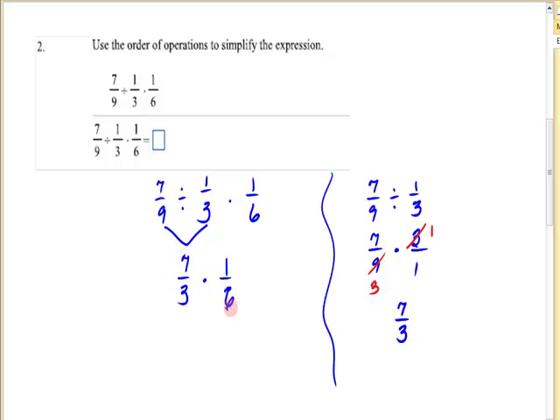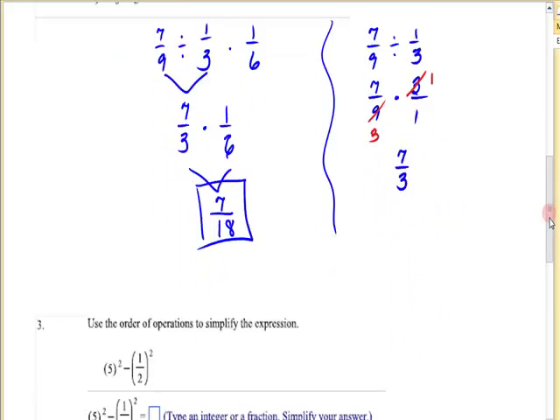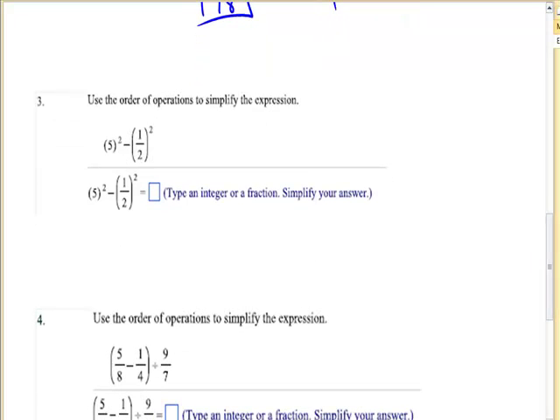And now I'm going to multiply that by a 1/6. I think I can see right here that there is no bow tie. So multiply the tops for 7, multiply the bottoms for 18. That product is now 7/18. This over here is just my extra workspace, but I want you to see it. All right, number 3.